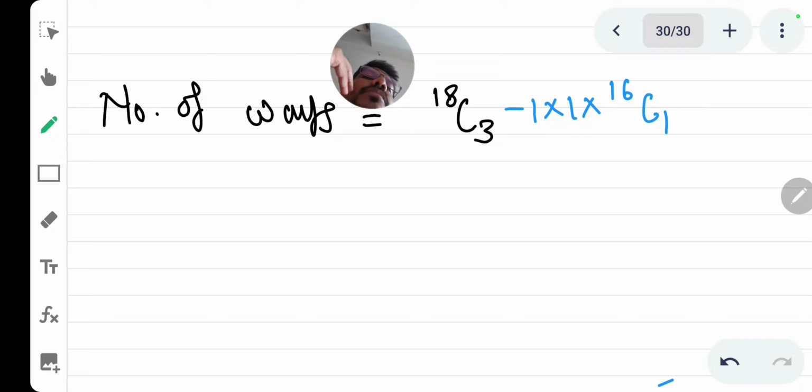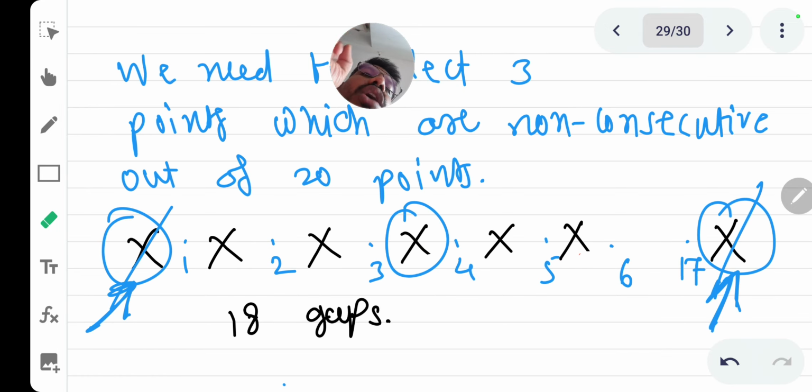So I used the principle of exclusion, you can say. The total number of ways of selecting gaps was 18C3, but in those selection of gaps I made the wrong selections, in which I selected the leftmost and the rightmost gap. After closing the figure, the leftmost and the rightmost gap will coincide, which will be actually wrong because you are selecting the same gap twice.